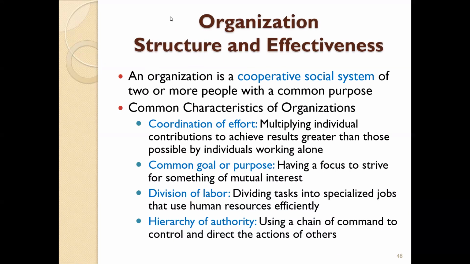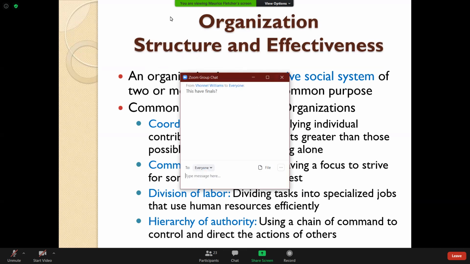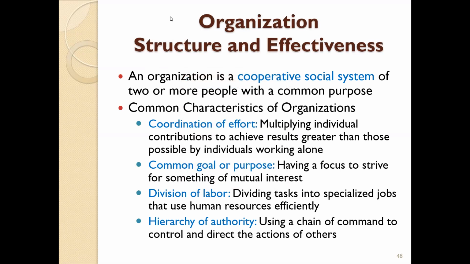Okay, organization, structure, and effectiveness. So that's where we are. An organization is a cooperative social system of two or more people with a common purpose. It says two or more people, but generally more than two people in a company. So you tend to think of it as more than that, but two is the minimum, right?